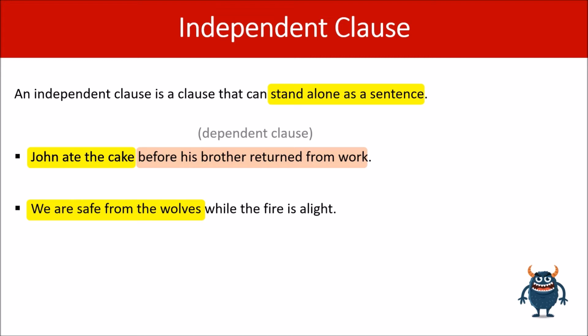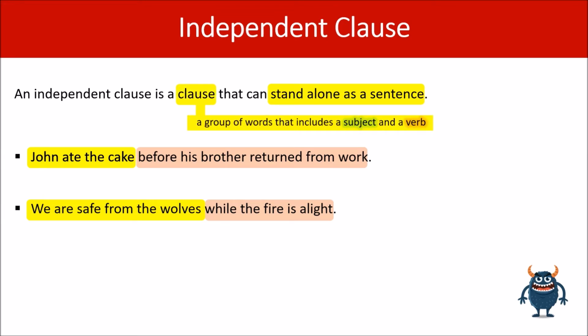While the fire is alight. Again, that could not stand alone as a sentence. It is an example of a dependent clause. Before we continue, let's remind ourselves of the term clause. It's a group of words that includes a subject and a verb.